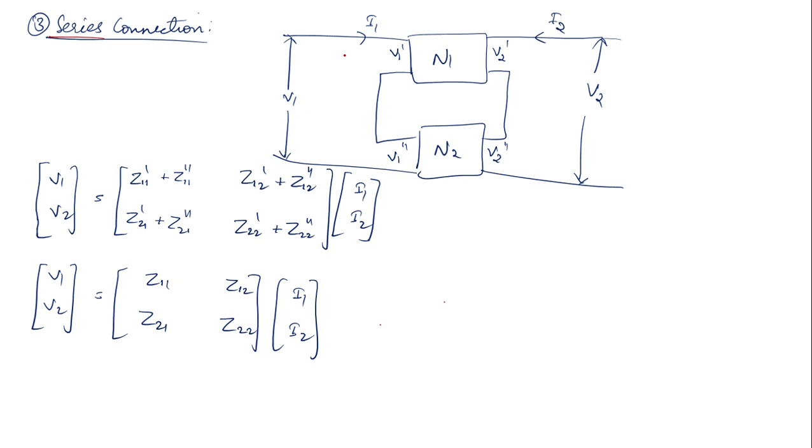And similarly for the series network, it will be you add both the Z parameters. You just add both the Z parameters. Over here you can see that the current is the same. For series connection, always the current is the same, but the voltage is getting split.